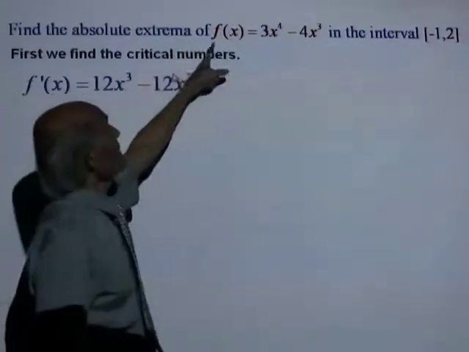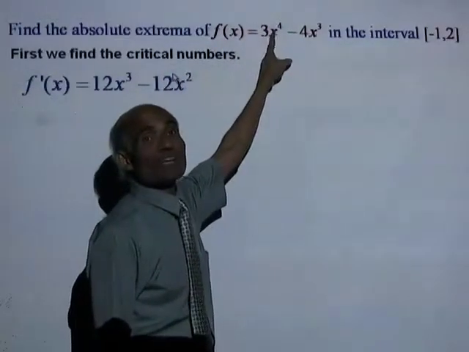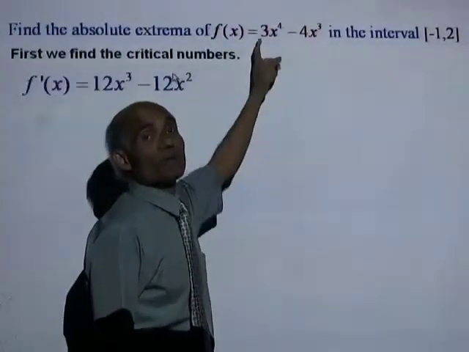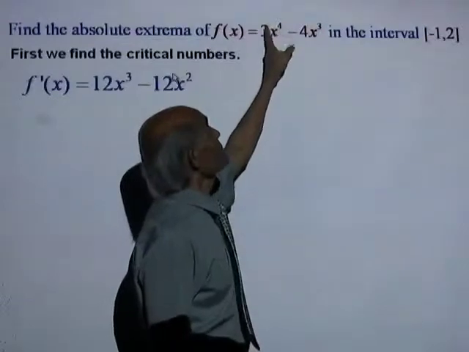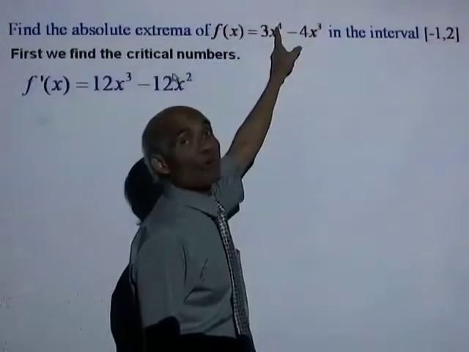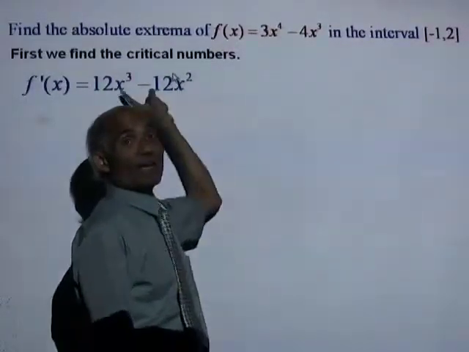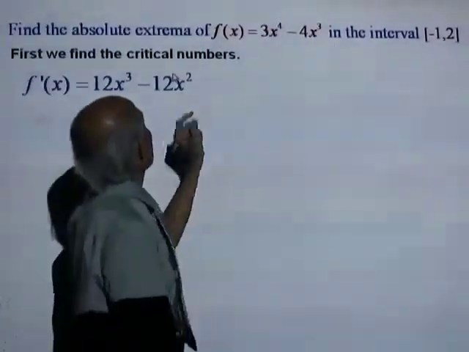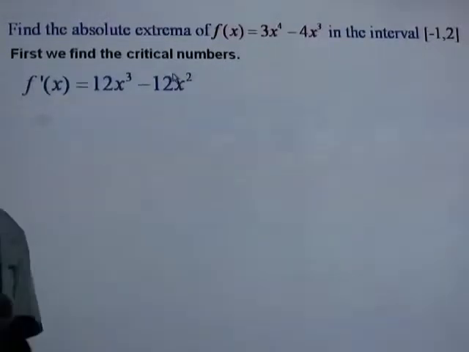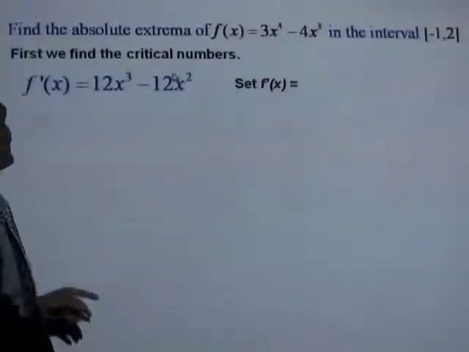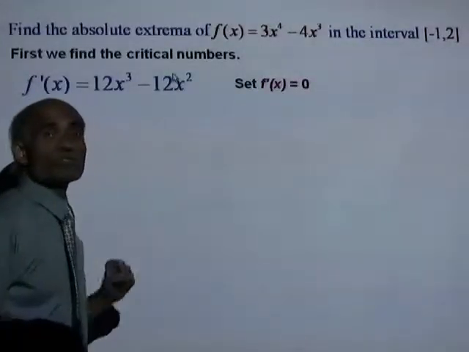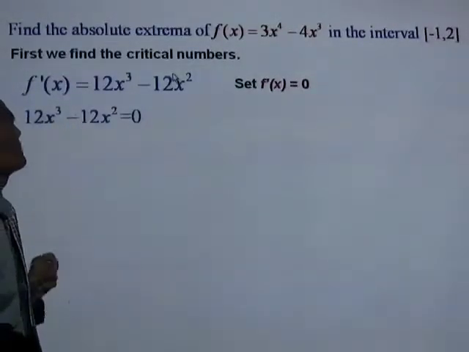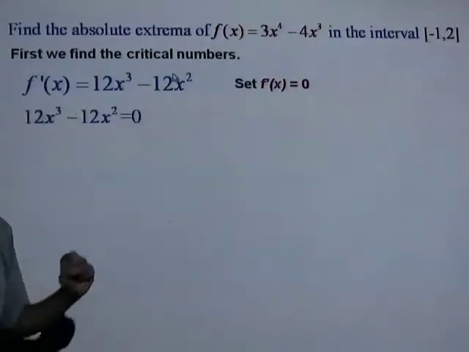Our function is f of x equal to 3x to the power of 4 minus 4x cubed. The derivative will be, what's the derivative of 3x to the power of 4? It will be 12x cubed minus 12x squared. That is the derivative. Now, set the derivative equal to 0. That will be 12x cubed minus 12x squared equal to 0.